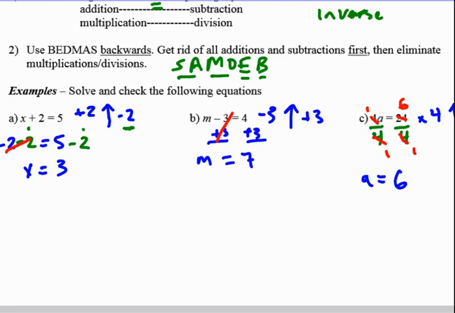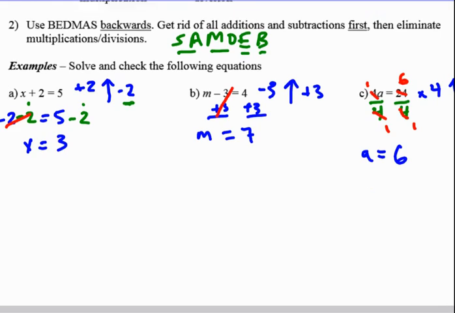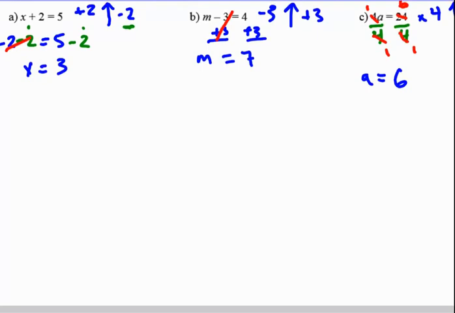All right. They get more complicated after that. Those ones are pretty easy.